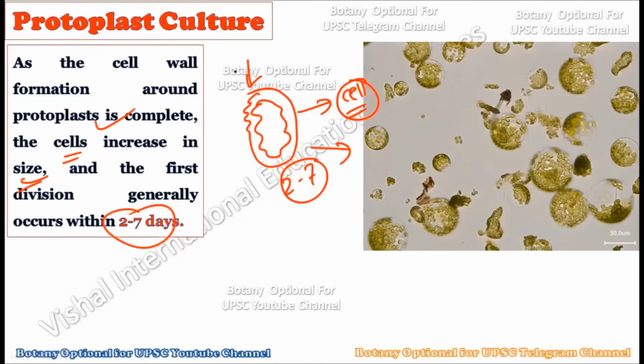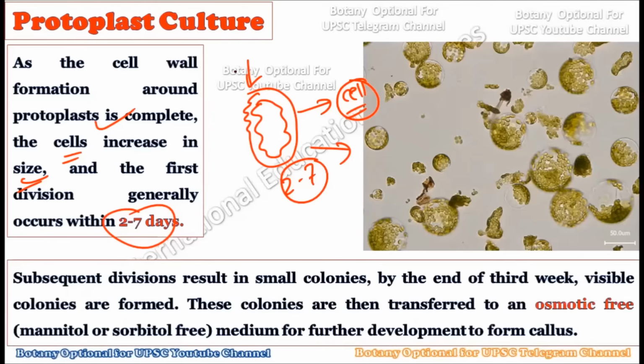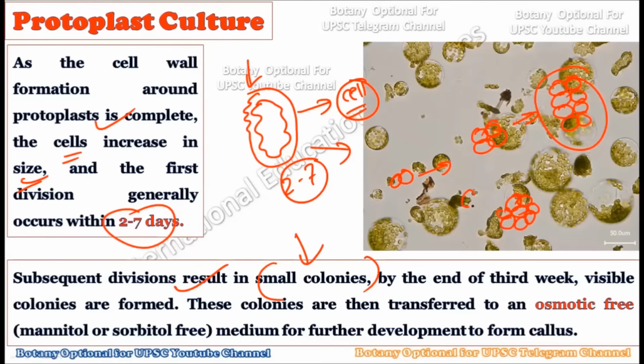After the formation of the cell wall, 2 to 7 days will be required to create a new cell out of the previously existing cell, that is the first division. Then the subsequent divisions result in small colonies. From 1 to 2 cells, from 2 to 4 cells, and from 4 to 8 cells get created like this. So small colonies of the protoplast cells will be created in the subsequent time. Many colonies can be created by using this particular method.